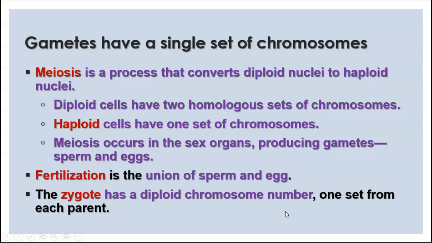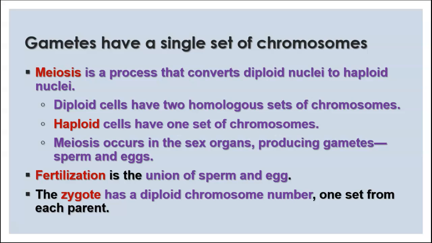In order to produce gametes or sex cells that have half the number of chromosomes, to maintain our chromosome number as a species, we have to have a special type of cell division called meiosis. This is the process that changes your diploid nuclei to haploid nuclei. Diploid means they have two sets of chromosomes. The di means two. Haploid cells have only one set of chromosomes.